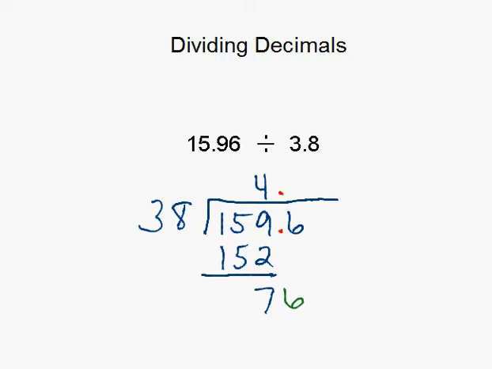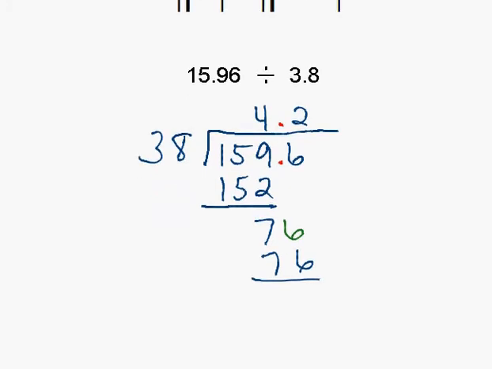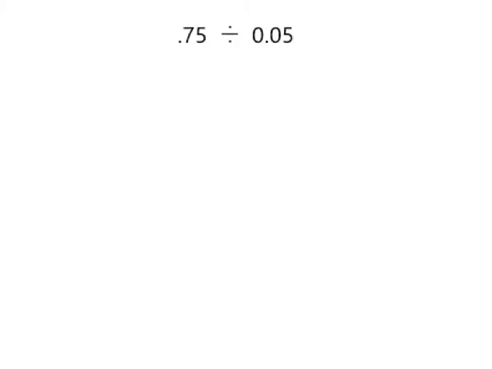38 goes into 76 2 times. And 2 times 38 is 76. Okay? So our final answer is 4.2. Next we have 0.75 divided by 0.05. The first step is to rewrite this problem in the other division format.